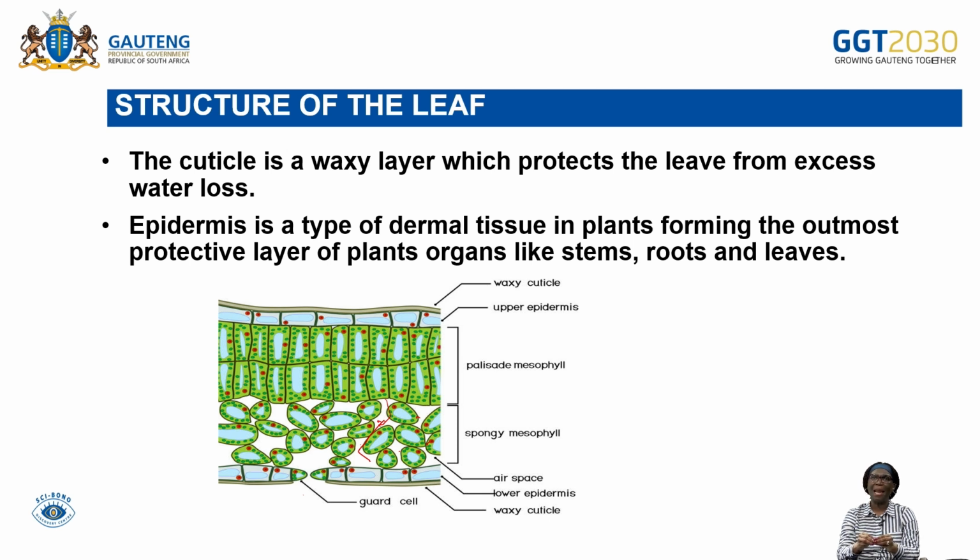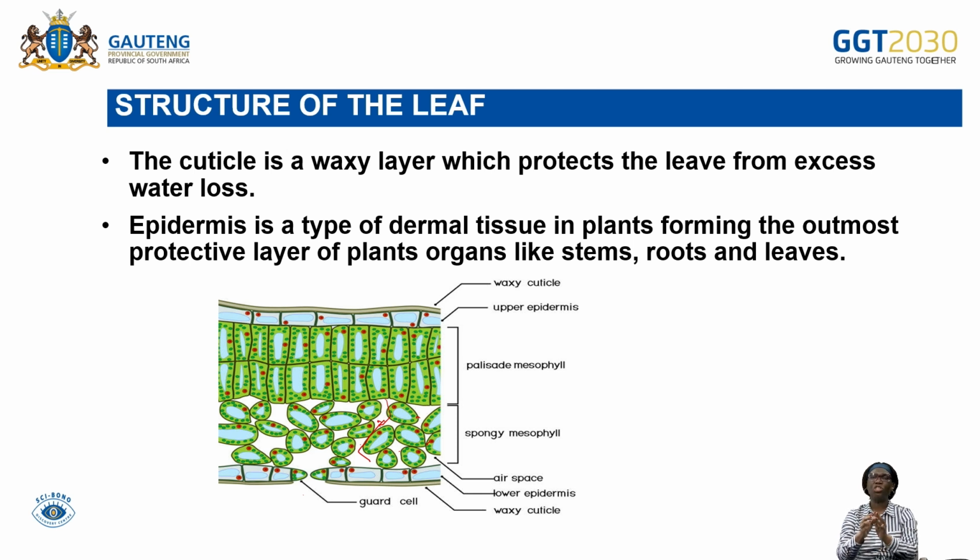It is transparent so that it can allow radiant energy from the sun to penetrate through the upper epidermis into the chloroplast. And that radiant energy will be absorbed by the chlorophyll, which is the green pigment within the chloroplast.